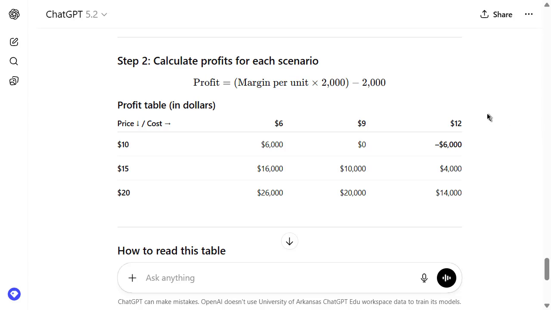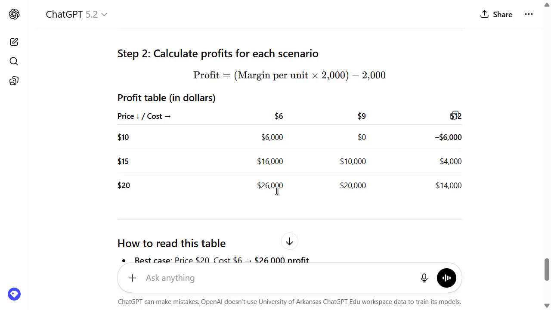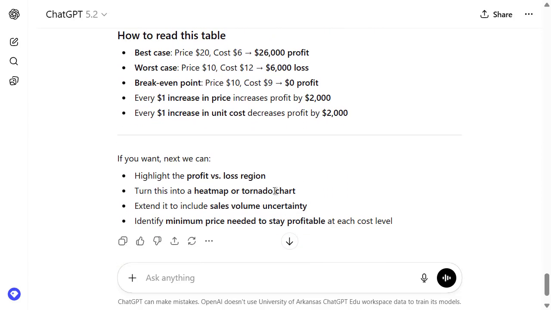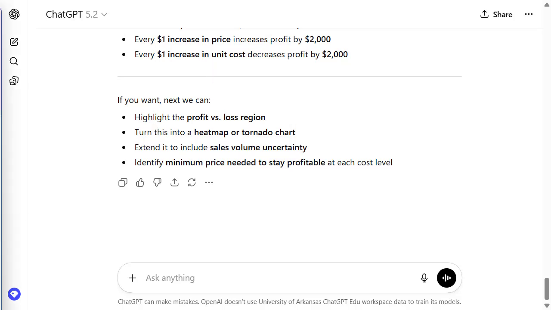So if the costs were $12, but the price was 10, we'd be losing money on every unit, right? But if we're able to sell it for 20 and it costs us 6, we'll be able to make a much larger profit. And so we can kind of see what that looks like. Tells us the best case, worst case scenario, and look at that.